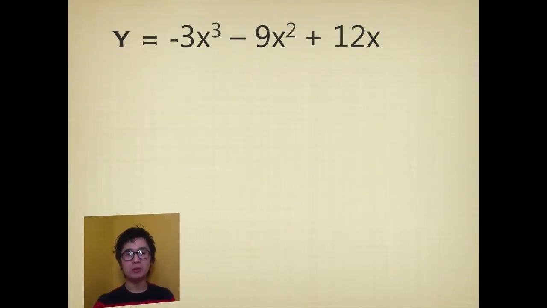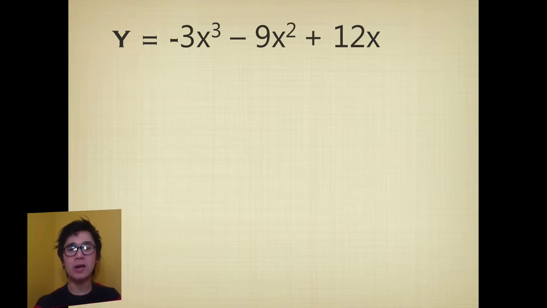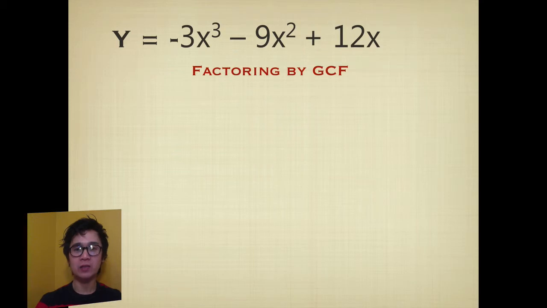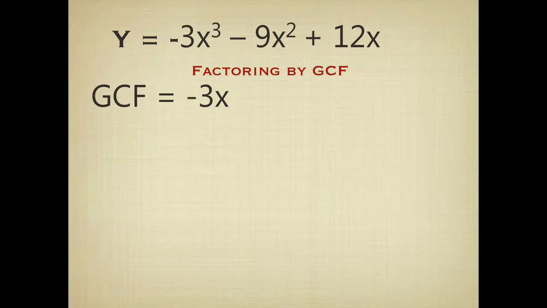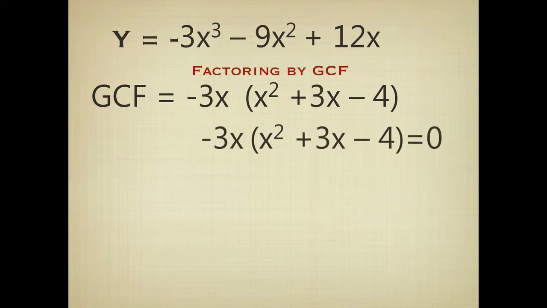Now for this example, we have negative 3x cubed minus 9x squared plus 12x. We're going to be using the greatest common factor to find the root of this polynomial. And in this case, the greatest common factor of this polynomial is negative 3x. If we pull out negative 3x for this polynomial, we'll have x squared plus 3x minus 4. And again, using the zero product property, we can solve for the roots of this polynomial.